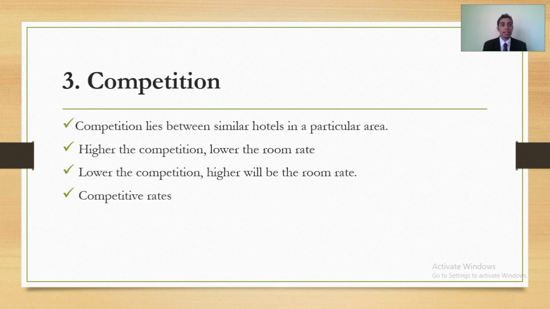Like in a particular city, or downtown hotels, there will be high competition because there will be more hotels, so the hotel will come up with low rates. But the resorts, those hotels that are located in the suburban areas, there will be low competition, so they will come up with a high rate to attract the high-end clients. So lower the competition, higher will be the room rate, as I said earlier. So hotels will come up with competitive rates to attract the particular clients to generate the revenue.